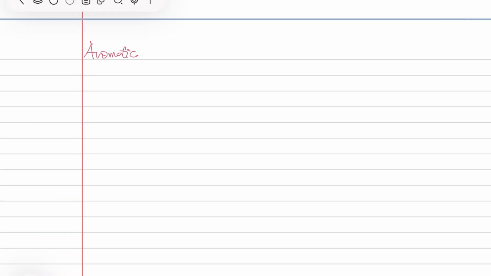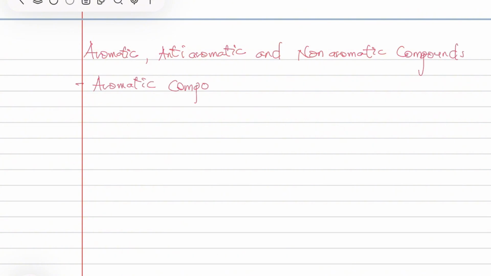Hello everyone. Today we'll be discussing aromatic, anti-aromatic and non-aromatic compounds. Let us start with aromatic compounds.